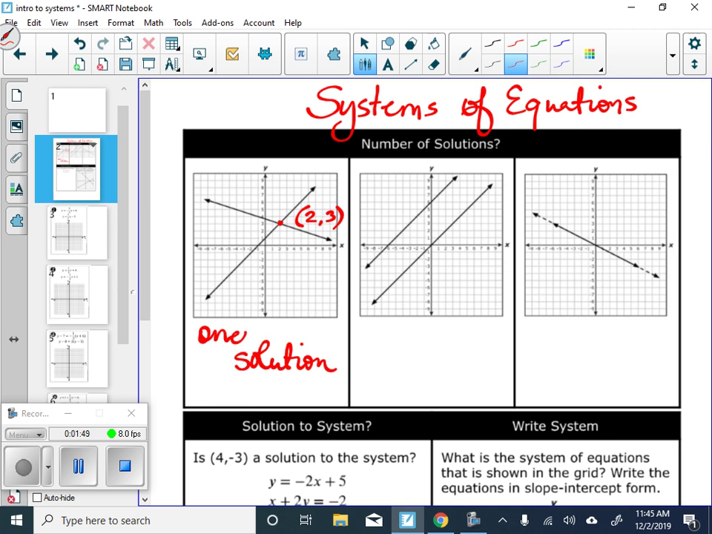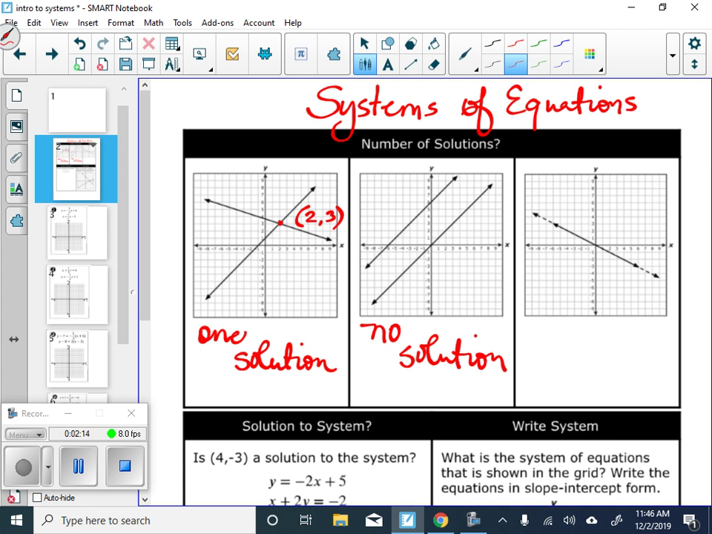What do you see? 2 lines? Are there 2? Yeah, and they are parallel. What do you know about parallel lines? Never intersect. So if they're never going to intersect, what can I say about this system? No solution. Very good.